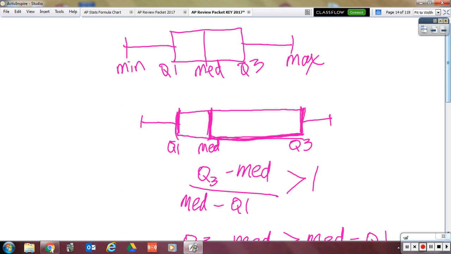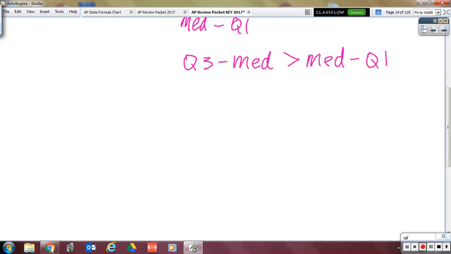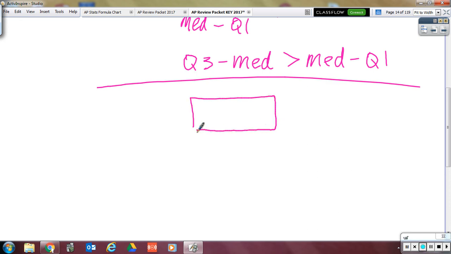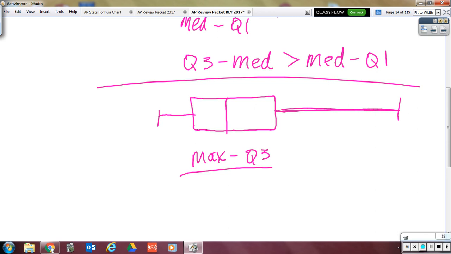Big whisker, right? That big max and big whisker. So here's another way it could look skewed right. Maybe this is regular or something, but you got this going on. So there's a couple ways you could do this. What is the big difference? Max minus what? Q3. Okay, so that's saying this is much bigger than Q1 minus min.